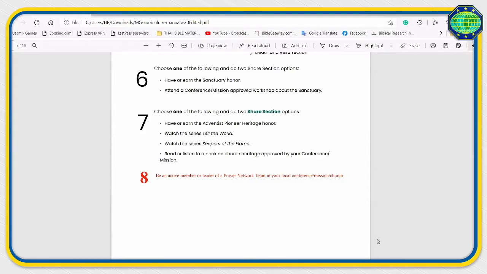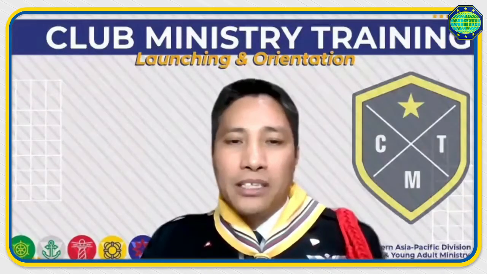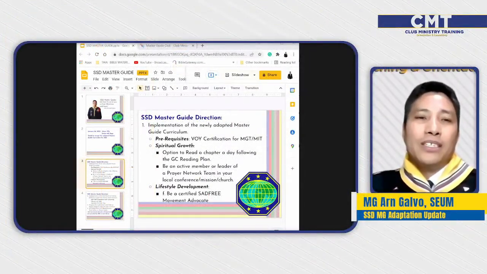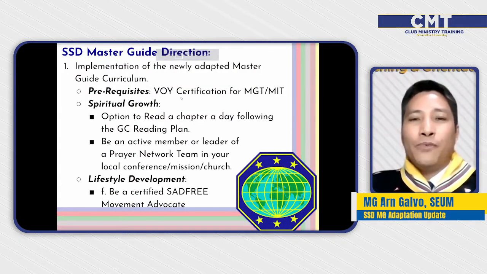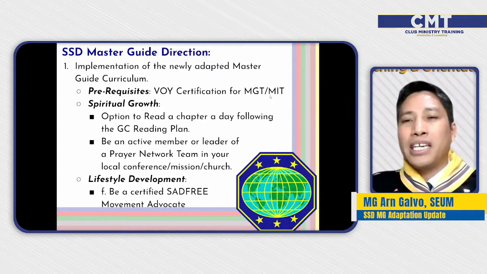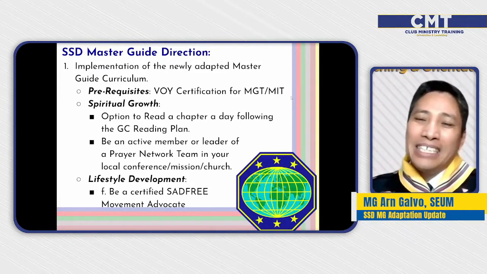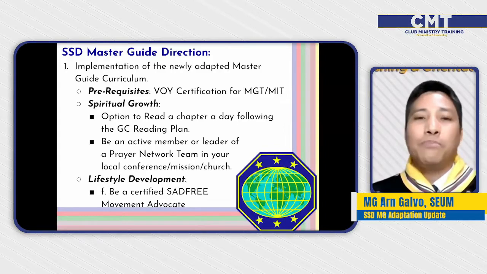So let me go back to the original file that I was sharing so you can see the summary of all the things that have been added. So this is the summary. Number one, part of the prerequisite is Voice of Youth certification for Master Guide trainees or MITs. So if you're a newly inducted Master Guide trainee or MIT, you have to go through this Voice of Youth certification. Now, how will this be done?